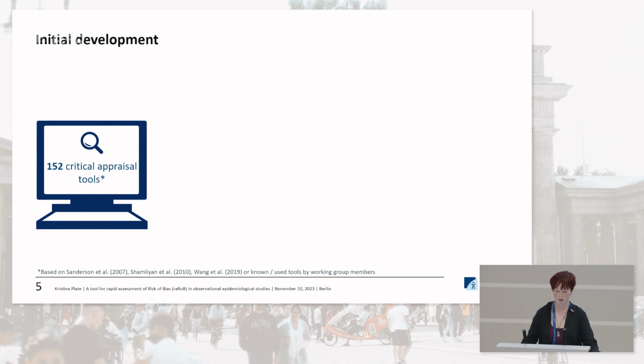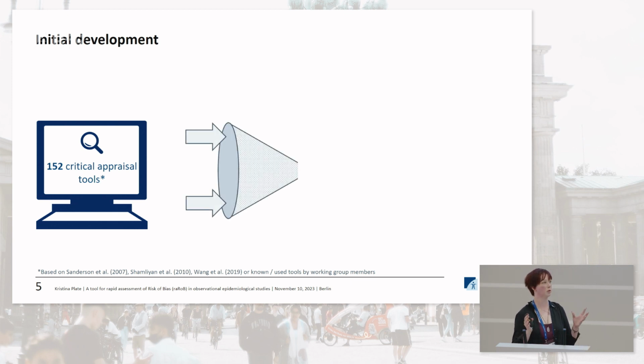So with these aims in mind, we have our initial development. We looked for the tools that are inside of our scope. We looked for those that address observational studies and that address the risk of bias at some point. We found 152 critical appraisal tools. We found 3 major reviews that also worked on that topic, and also some known or used tools by working group members. Got these 152 critical appraisal tools, and from this on we started to select.